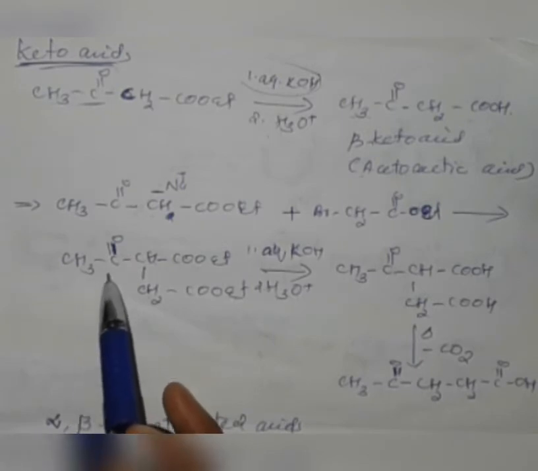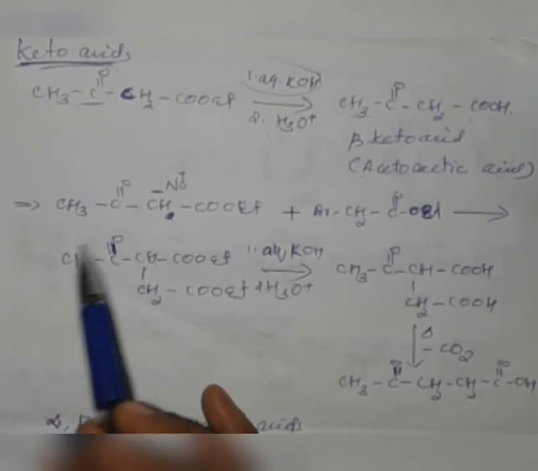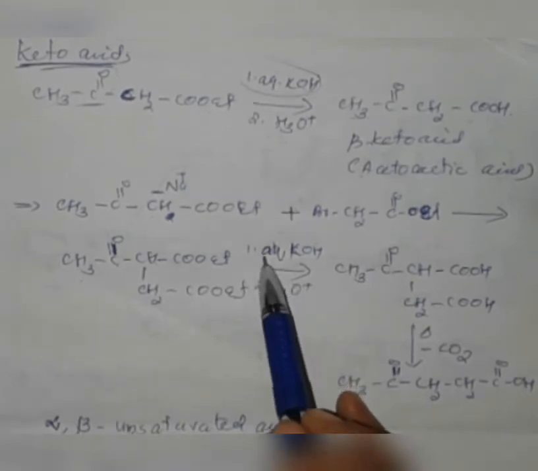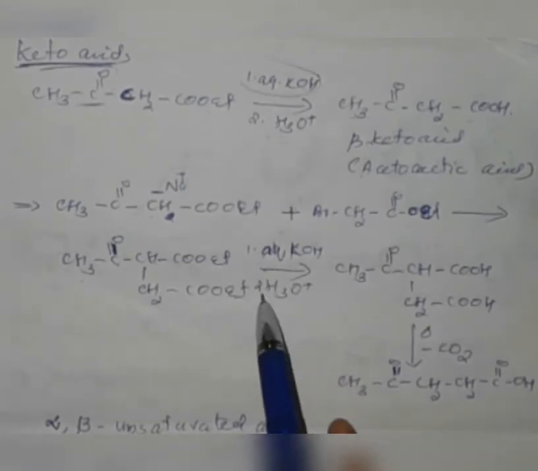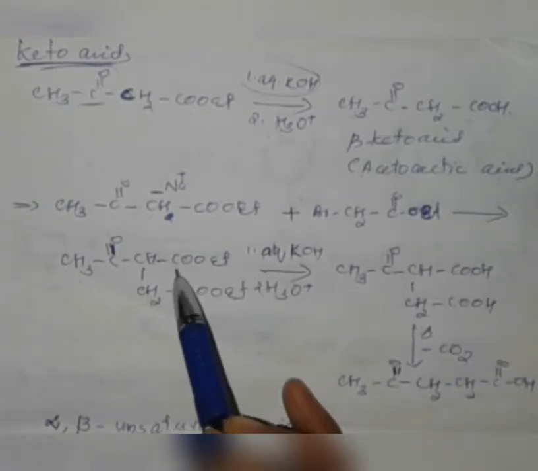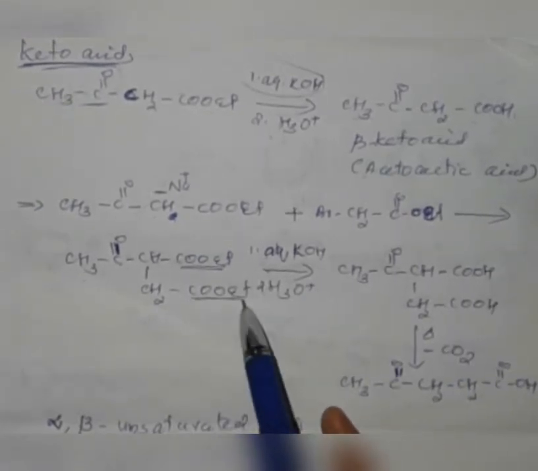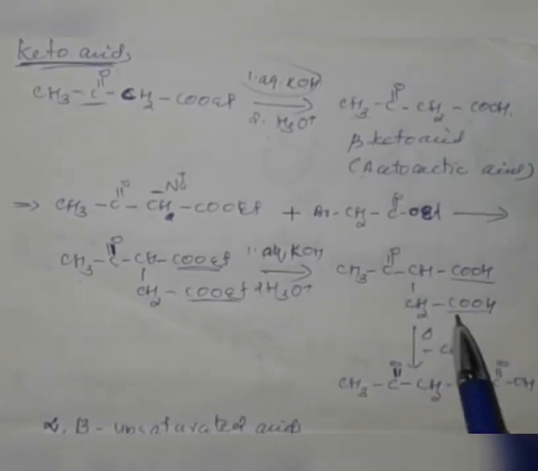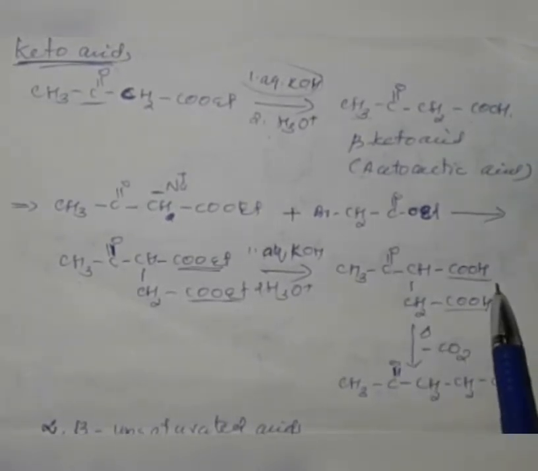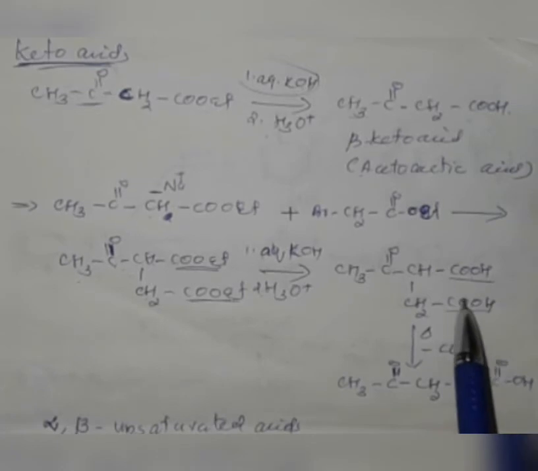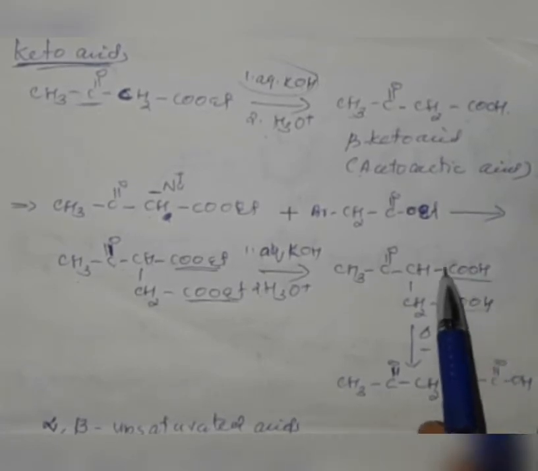We need to retain this CH3CO group here. So we treat it with alcoholic KOH and then followed by aqueous KOH. We can get this product, where only the ester groups get hydrolyzed. So we get two COOH groups here. It is a keto dicarboxylic acid, but here we need the keto monocarboxylic acid. So we want to remove one of the CO2 groups.